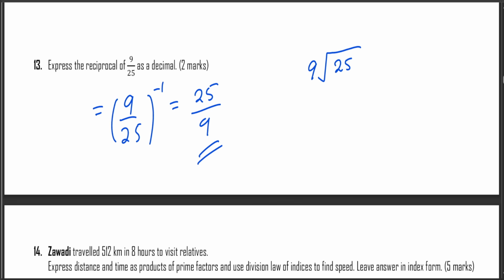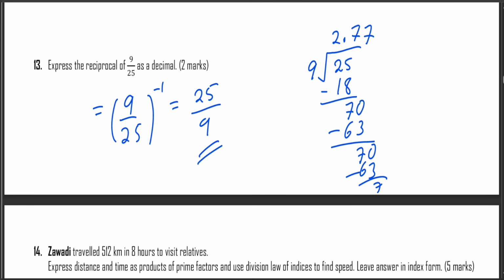25 divided by 9. 9 goes into 25 2 times. Subtract 18 and it gives you 7. You add 0 and then a decimal point. 9 goes into 70 7 times, giving you 63. Minus 63, you get 7 again, so it's going to be recurring. At the end of the day, your final answer is going to be 2.7 recurring. So that is the answer to that question.